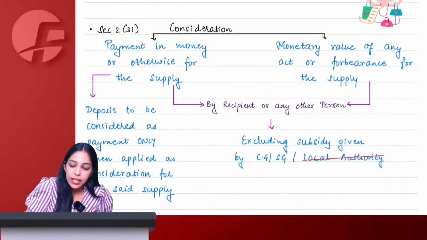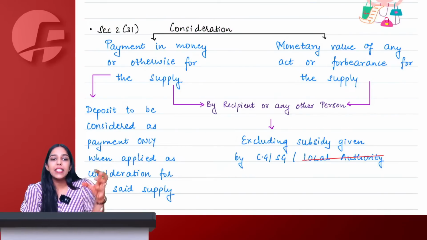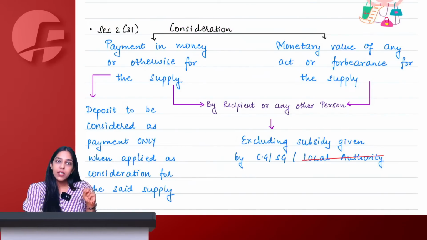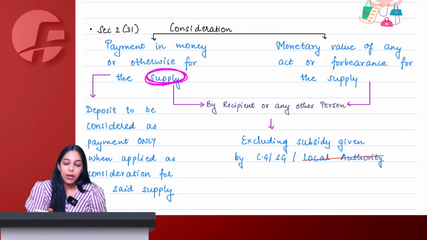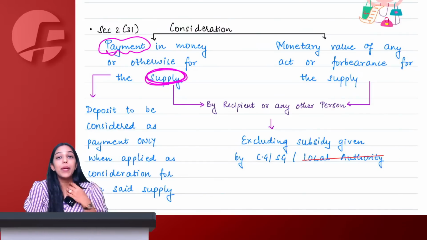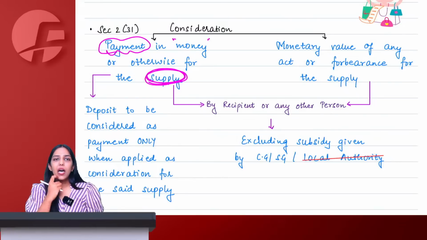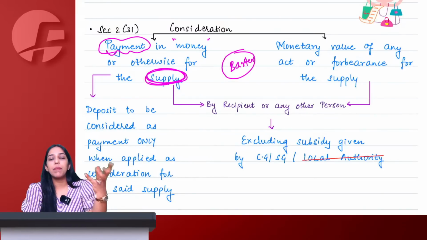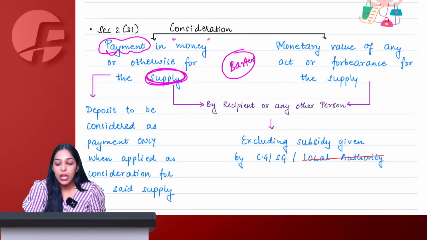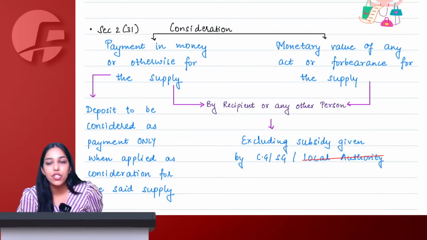Got it, ma'am? Then understanding the word consideration. Consideration simply means anything that you are paying to avail the service or goods, basically any supply. Now, payment not necessarily has to be in money terms only. We can enter into a barter transaction also, where you supply me wheat and I supply you rice. The payment is not in money terms, but in some other terms. That is also considered consideration.